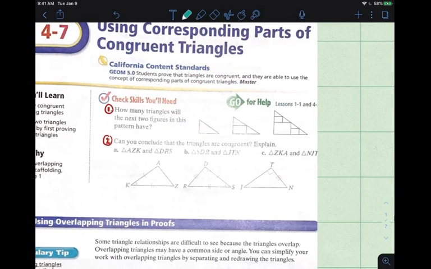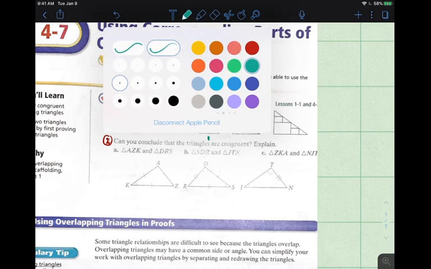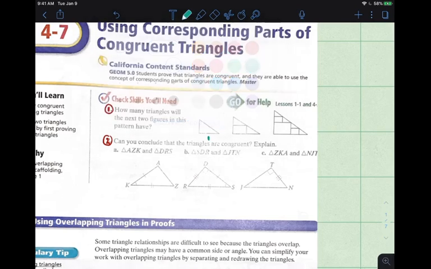For number 1 here, I'm reading: how many triangles will the next two figures in this pattern have? We notice that here there is one triangle, then it becomes two triangles, it becomes four triangles. I'm noticing right now this could be plus 1, actually times 2, and I'm taking a guess based on the pattern that it could be 8 and then 16.